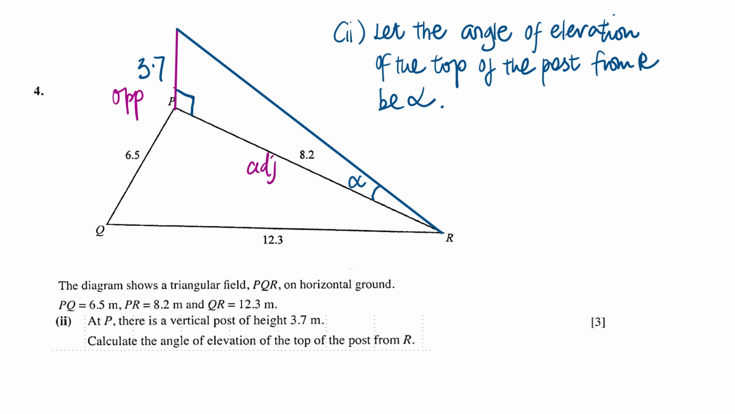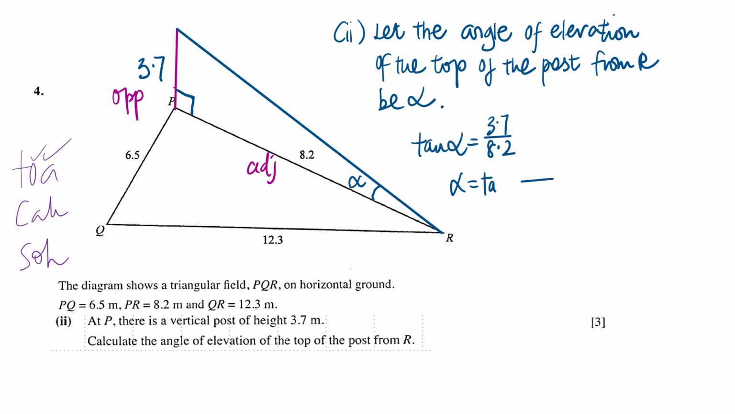For a right-angled triangle, we can use SOH CAH TOA. And since we know O, we know A, we can use tangent. So tangent alpha is equal to 3.7 over 8.2. So alpha will be tangent inverse of that value, which gives us 24.29, rounded to one decimal place, 24.3 degrees. So the angle of elevation of the top of the post from R is 24.3 degrees.